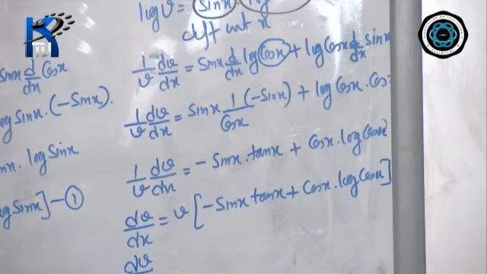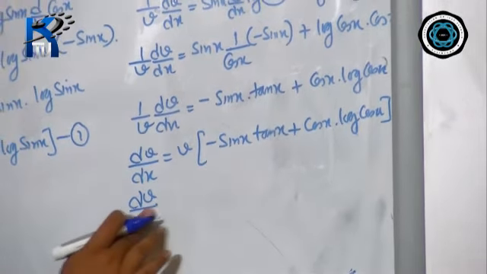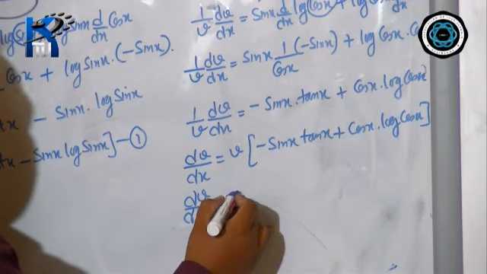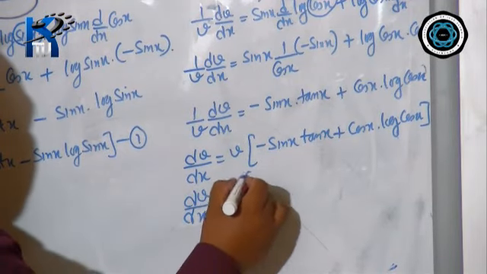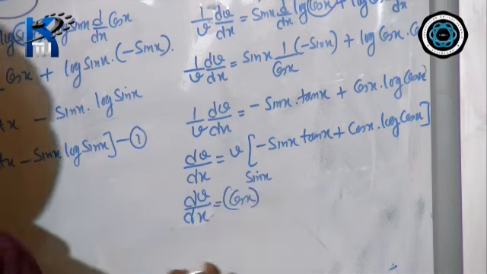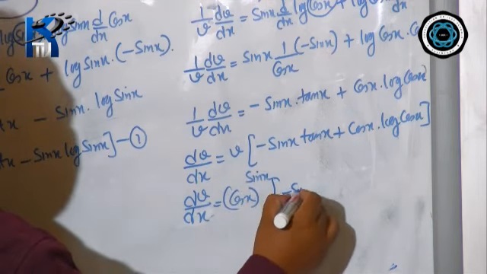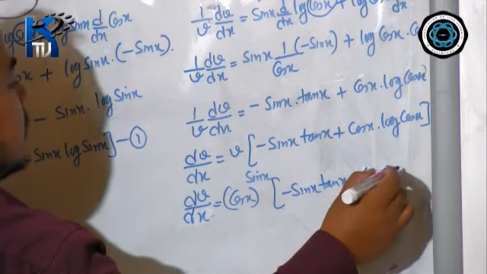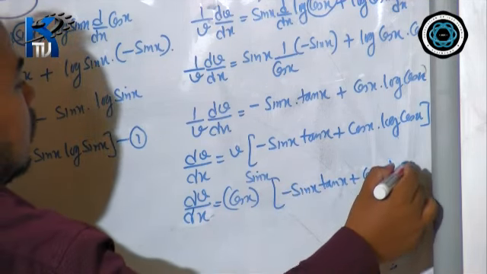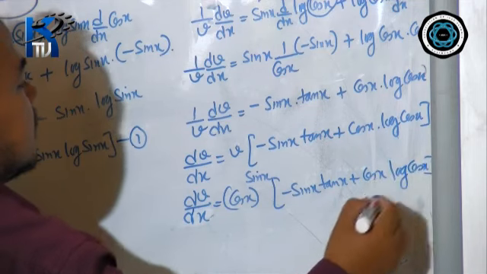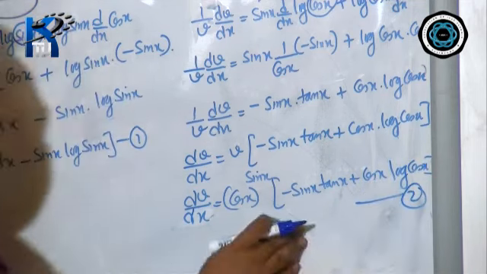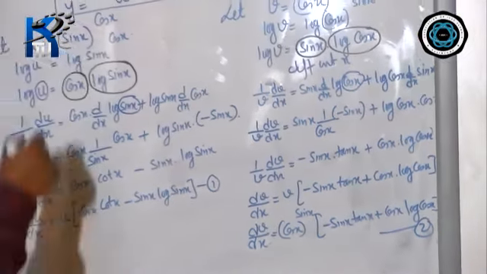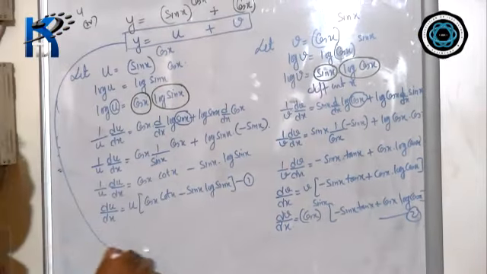So put the value of v. So dv by dx is going to be, what's the value of v? It is cos x to the power sin x, minus sin x tan x plus cos x into log cos x. This is equation number 2. So you got equation number 1, equation number 2. How are you going to put these two values?